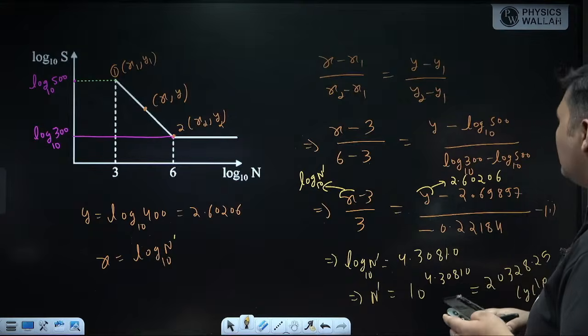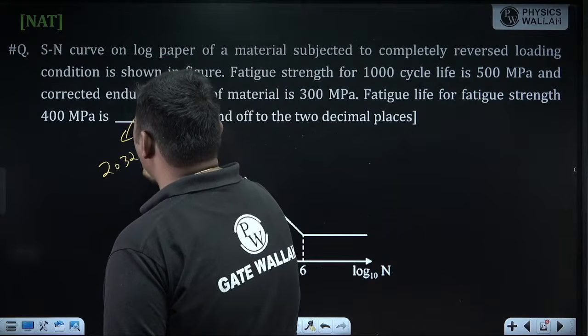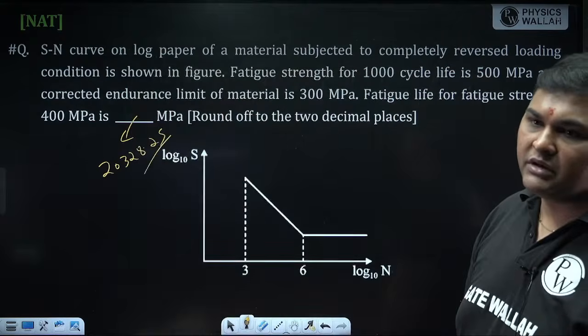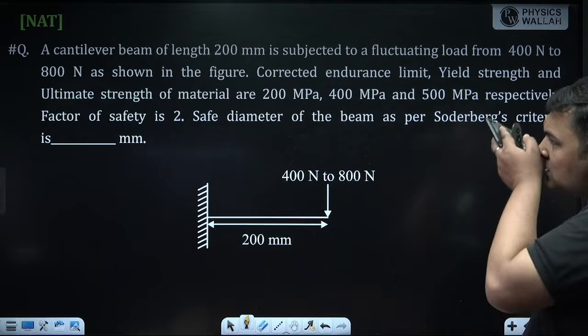Okay, 20328.25. Only ensure you are doing calculation up to 4 to 5 decimal places, and your answer will be within range. Okay. Now the next question.